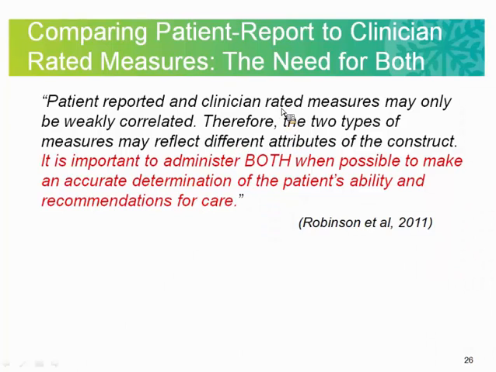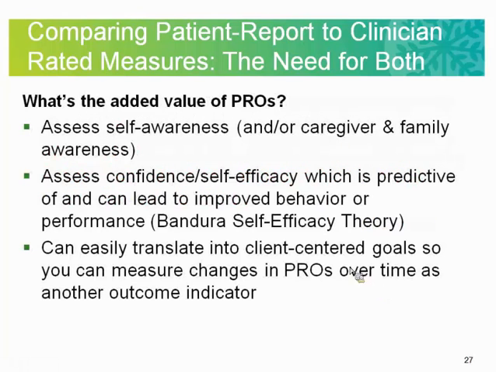That the clinical ratings were measuring the performance or the doing, and that the patient-reported outcomes were measuring a person's sense of self-efficacy. So their recommendation is it's important to administer both when possible in order to make the most accurate determination of where the person is at, and also to tailor your treatment or intervention to influence self-awareness issues with them. So what are some of the added values then of using patient-reported outcomes?